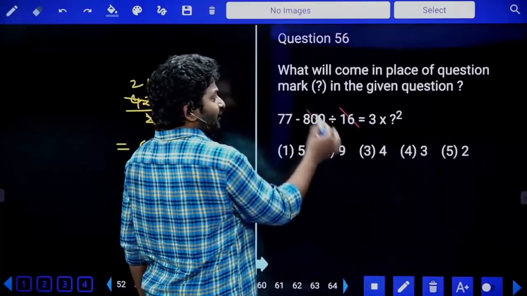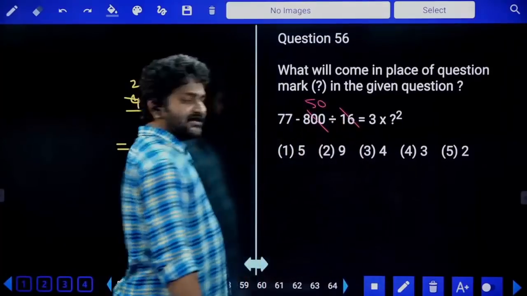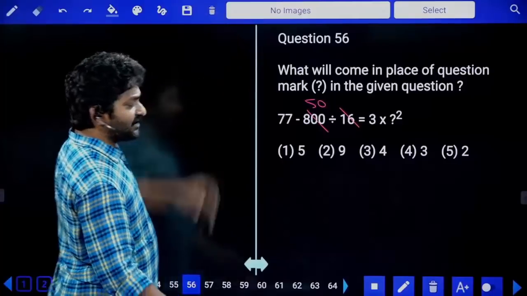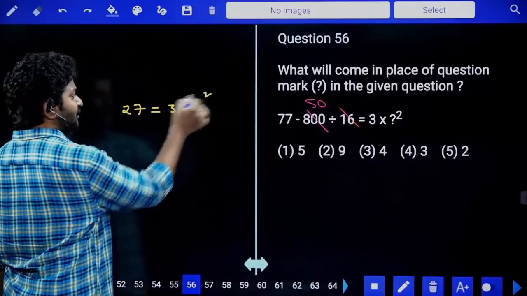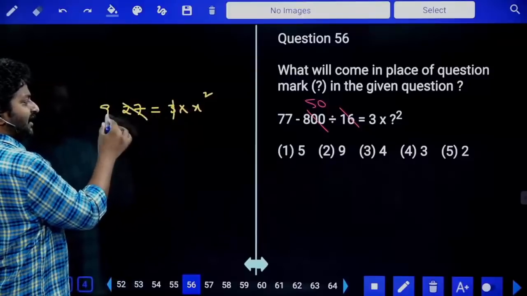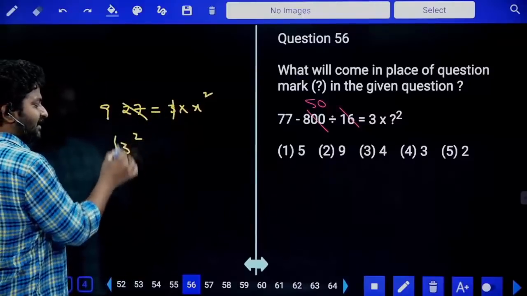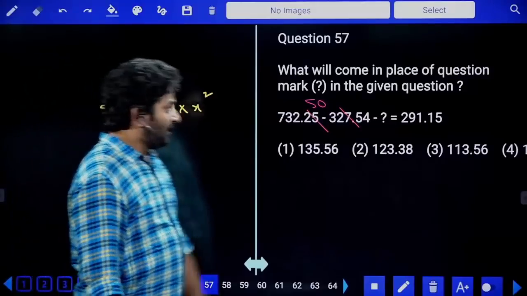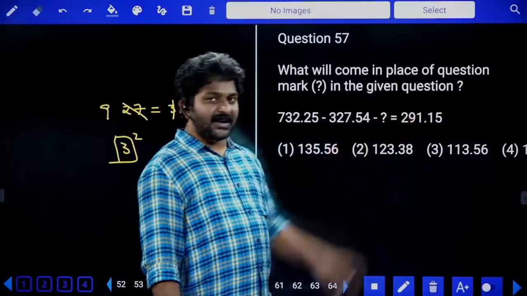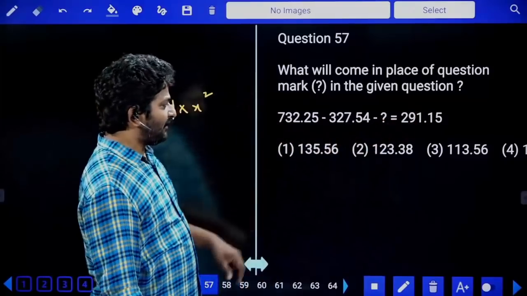16, directly we can go for cancellation here, that is 50 times. 77 minus 50, which is 27. 27 is equal to 3 into which number square? 3, 9 times here. 9 can be written as 3 square. Hence, x value is equal to 3, which is fourth option. Next, minus x goes to right hand side. Right hand side number will come to left hand side.